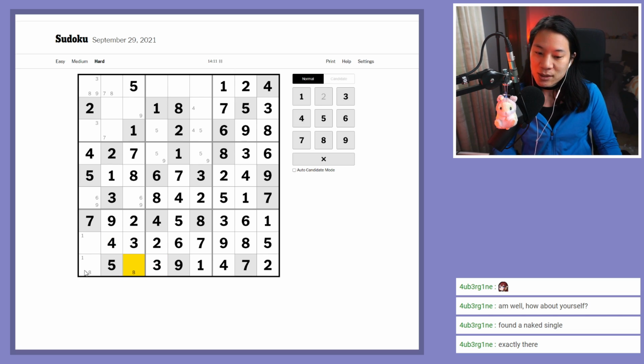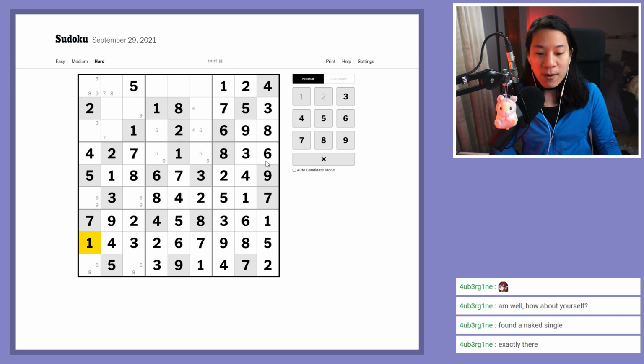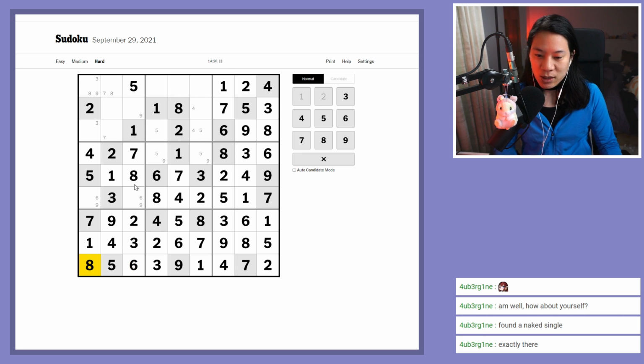This is 1, 8, and 6, which has to be down there. So 1 goes there. Also, the 8s can't go here anyway. So 6 and 8 resolved, which resolves the 8 and the 7 here. Leaving me 3, 6, and 9. I've got 6 and 9 there. So that's a 3. And that's a 6 and 9 as well.